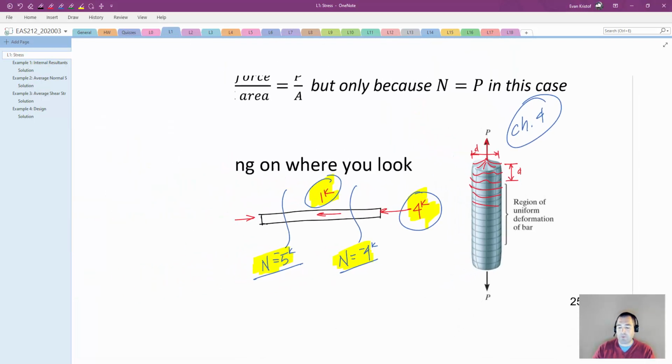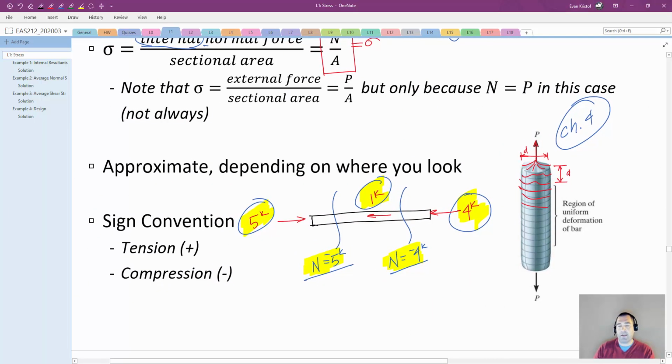And we'll talk about that more in chapter 4, but that's just to drive home the idea that this assumption of uniform stress, normal stress, is just that, an assumption, and not always necessarily going to be true. We'll talk about that a little bit more. It's called St. Venant's principle. We'll talk about it in chapter 4.